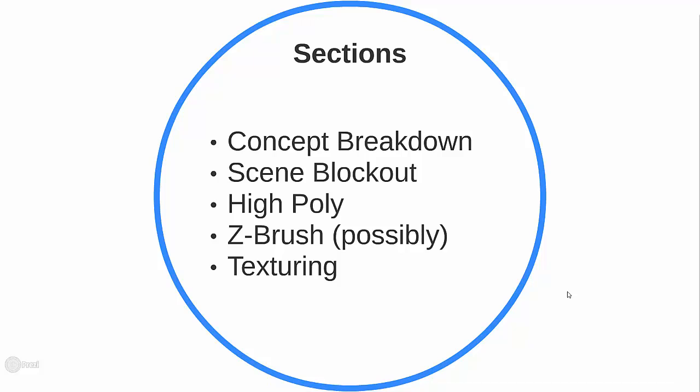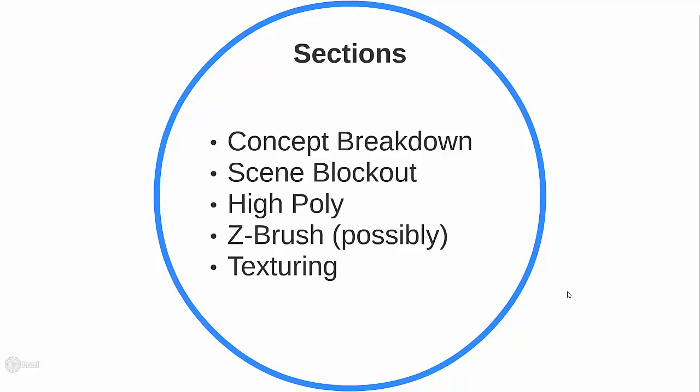The first we're going to do right now, which is the concept breakdown. We're going to analyze the scene, see what needs to be done, figure out what textures we need to make, what models we need to make, and the general workflow. Then we're going to jump into 3ds Max and do a scene blockout. In there we're going to do a general layout of the scene, trying to find where the shapes are, get your camera angle, and work on the overall dimensions.